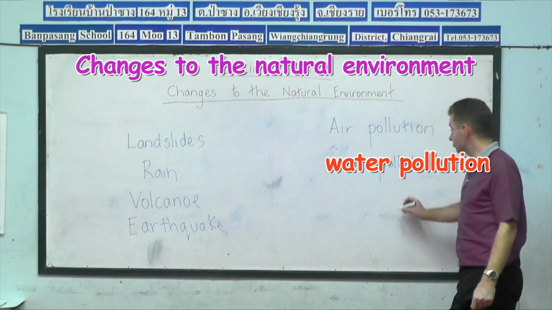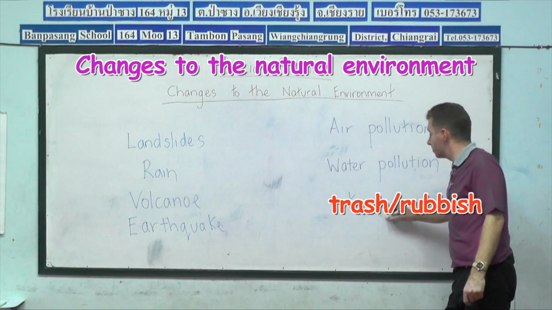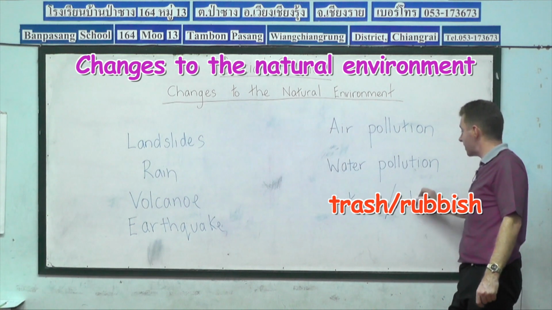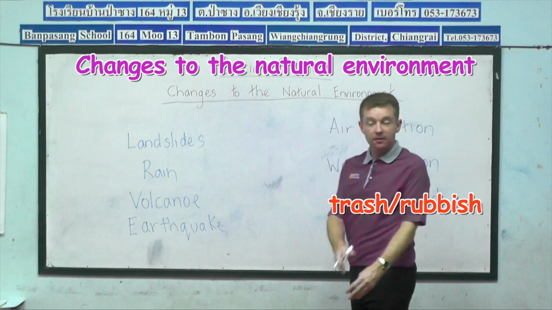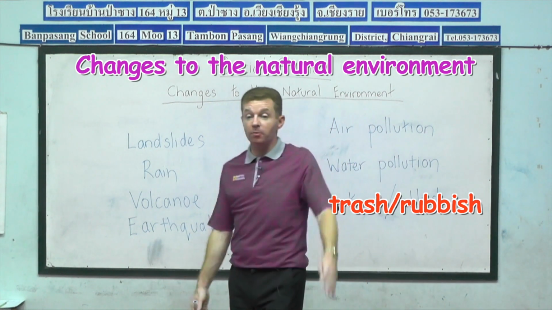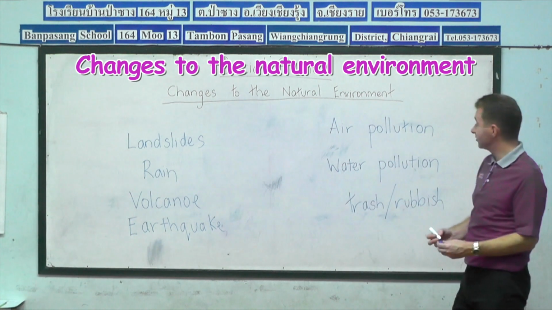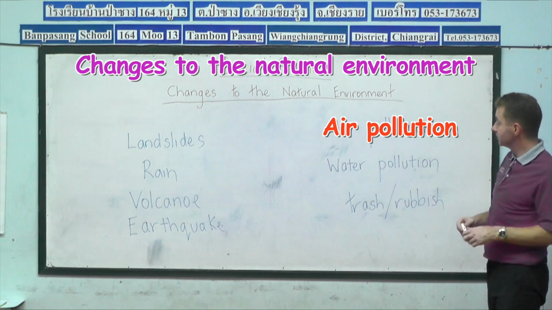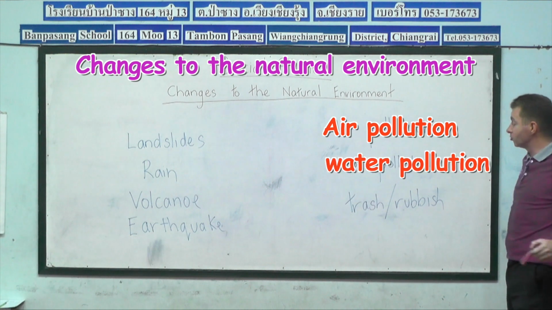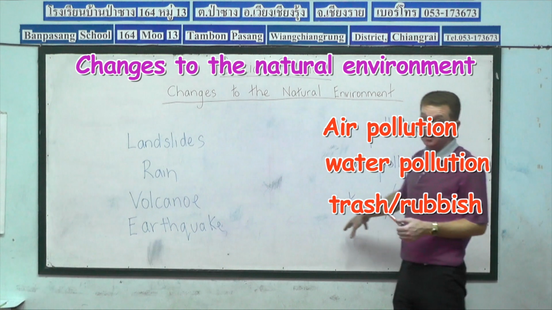Trash or rubbish, yes. We should put trash or rubbish into bins. But that doesn't happen. What some people do is they'll just throw it on the floor. Then when the wind blows and moves the rubbish, it will end up in the water supply. And that's what causes water pollution. So we've got air pollution, water pollution, and trash or rubbish.